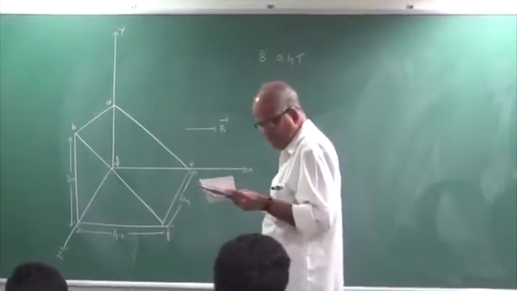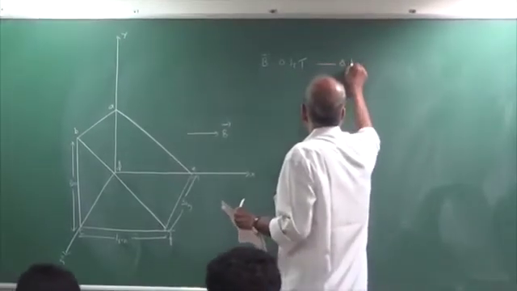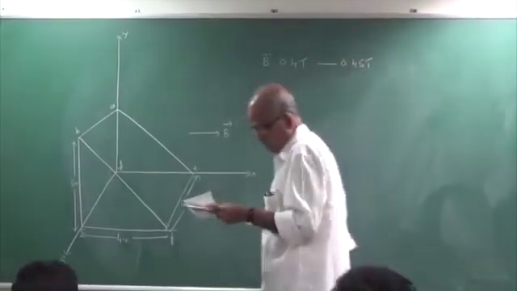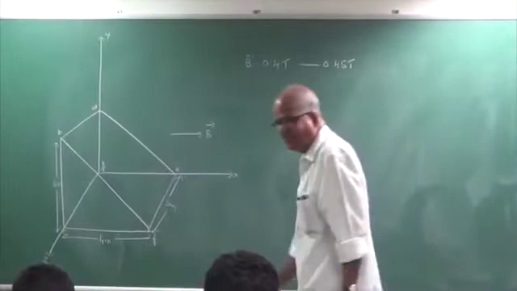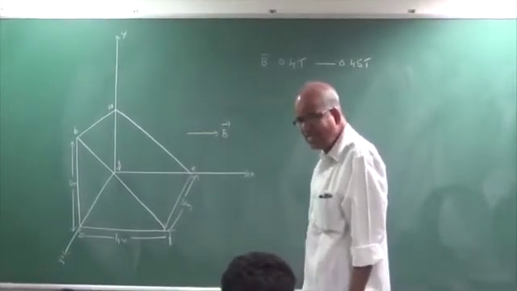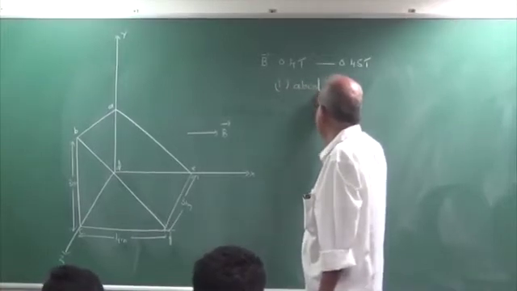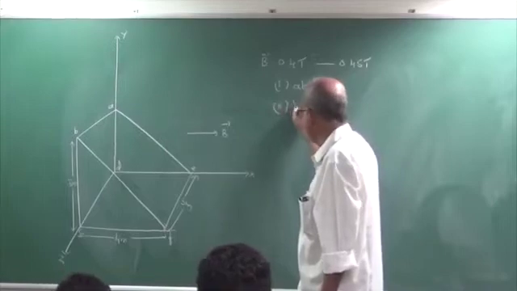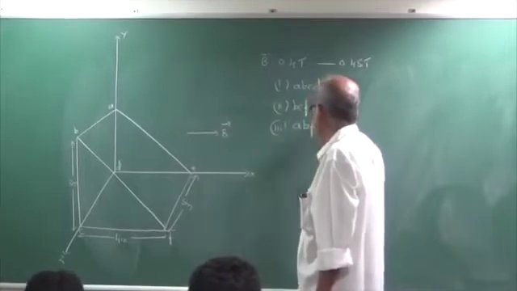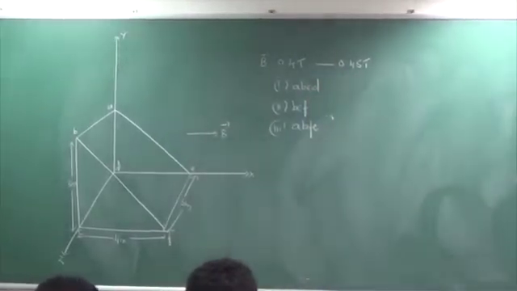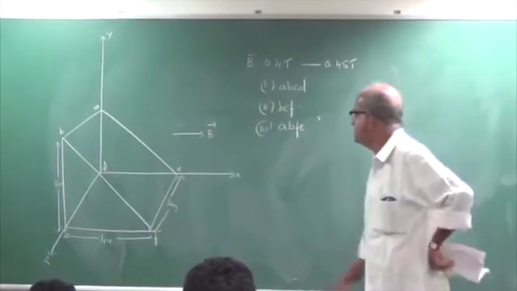Now the problem is, the field is increased from 0.4 Tesla to 0.45 Tesla. The question is, what is the change in flux through the face A, B, C, D? Through the face B, C, F? Through the face A, B, F, E? First, you tell me, what is the change in flux through the face A, B, C, D?